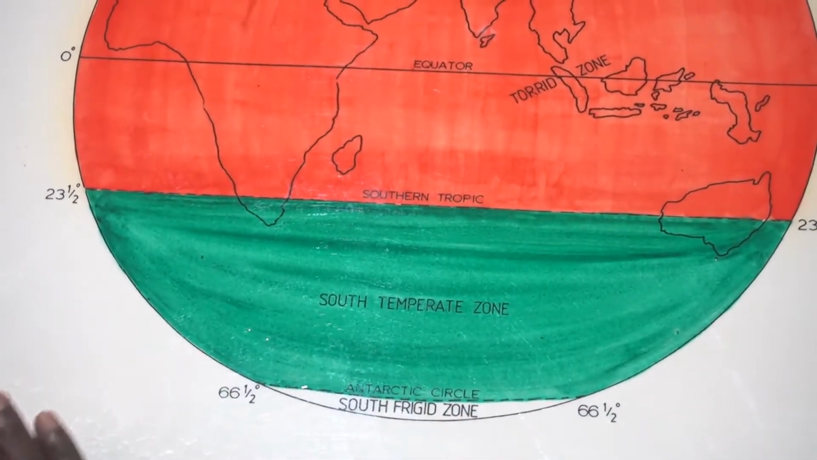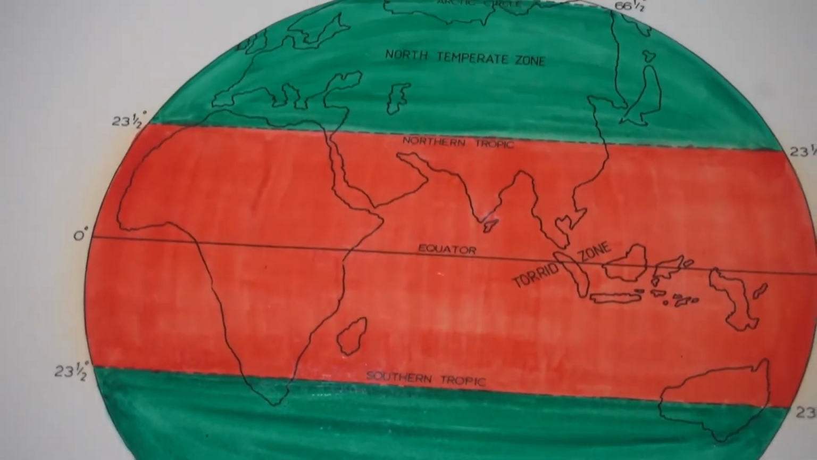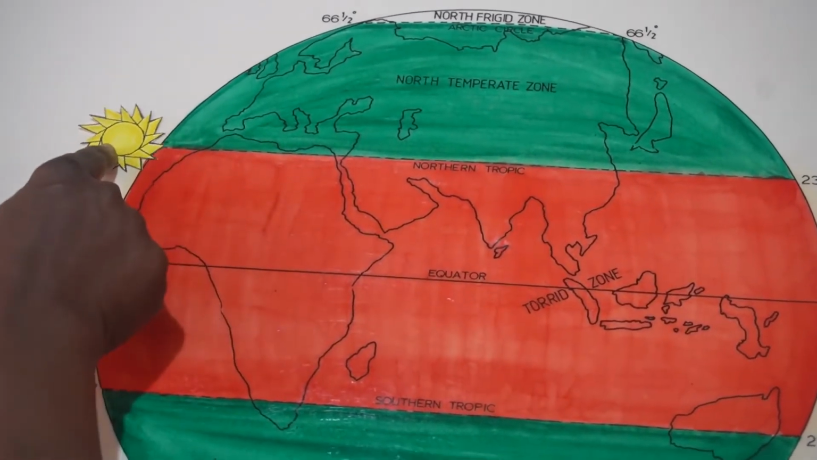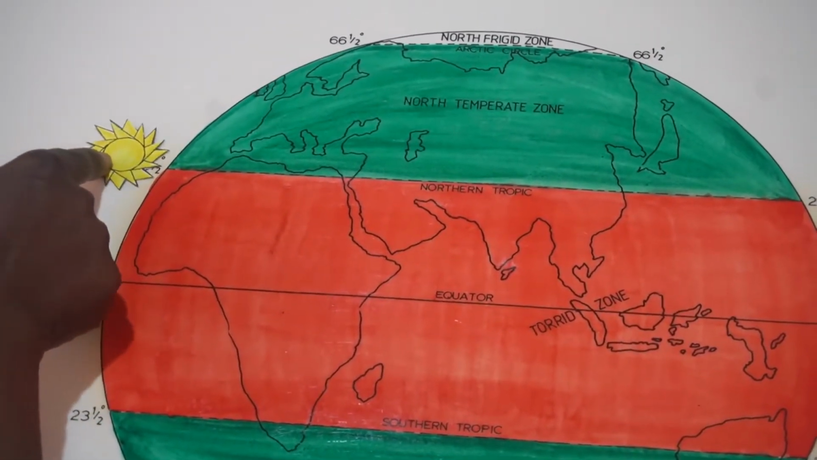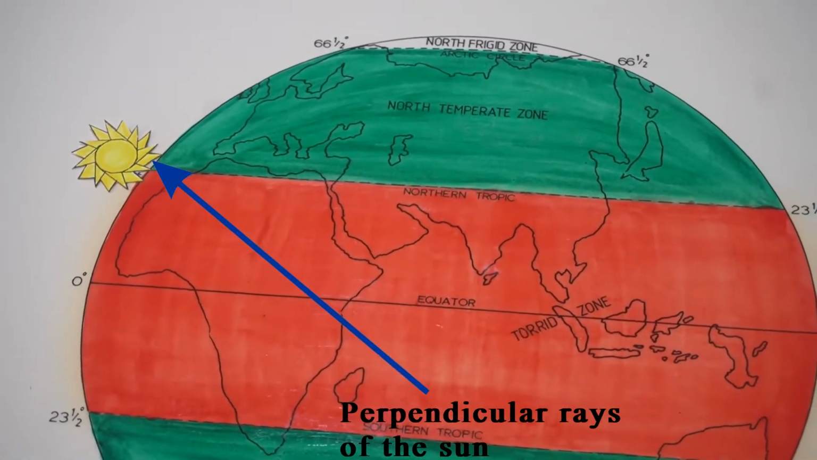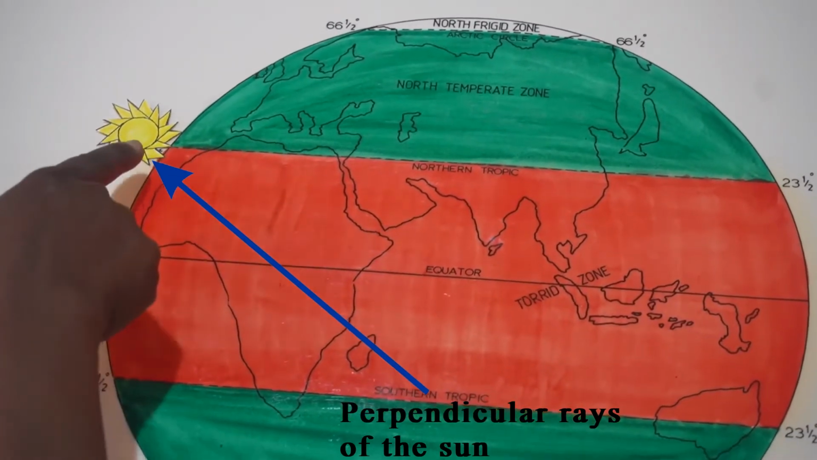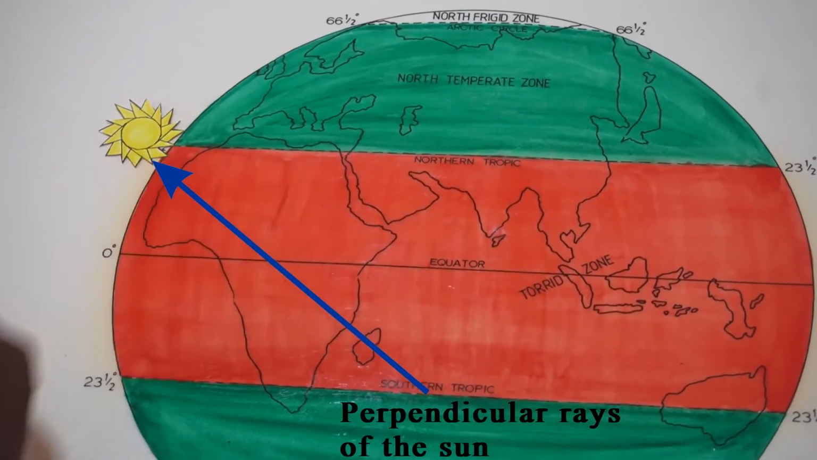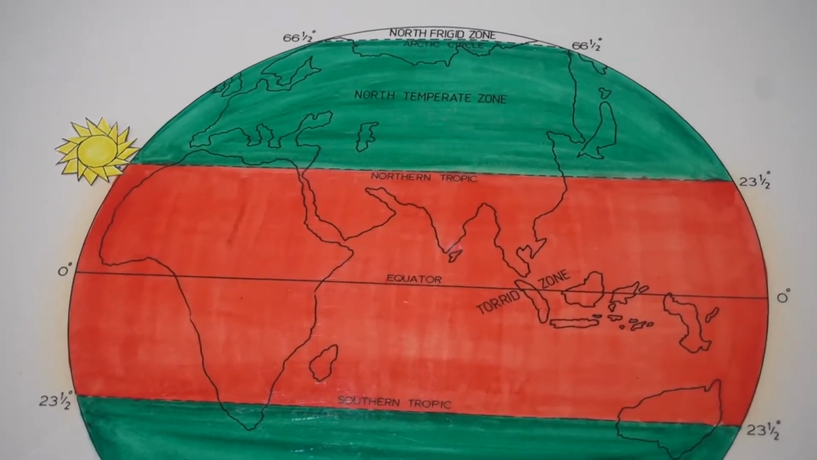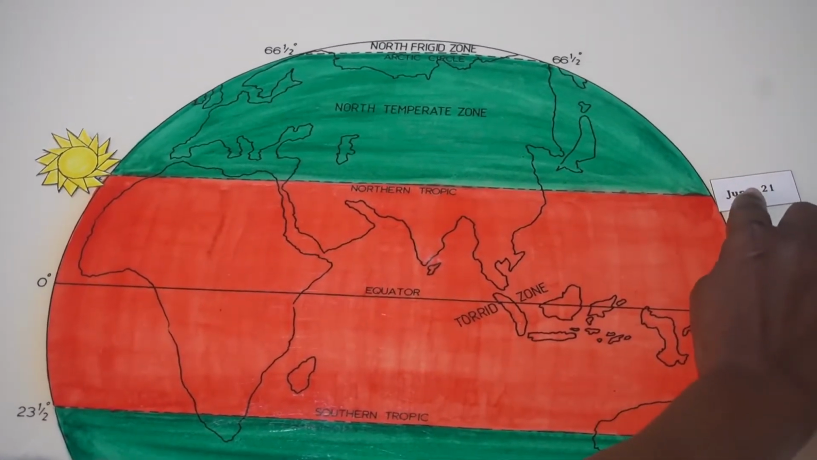Well, let's say the perpendicular rays of the sun are falling right on the Tropic of Cancer. Have it here. And we know that when the perpendicular rays are here at the Tropic of Cancer, it is June 21st. So I'll put my date here. June 21st.